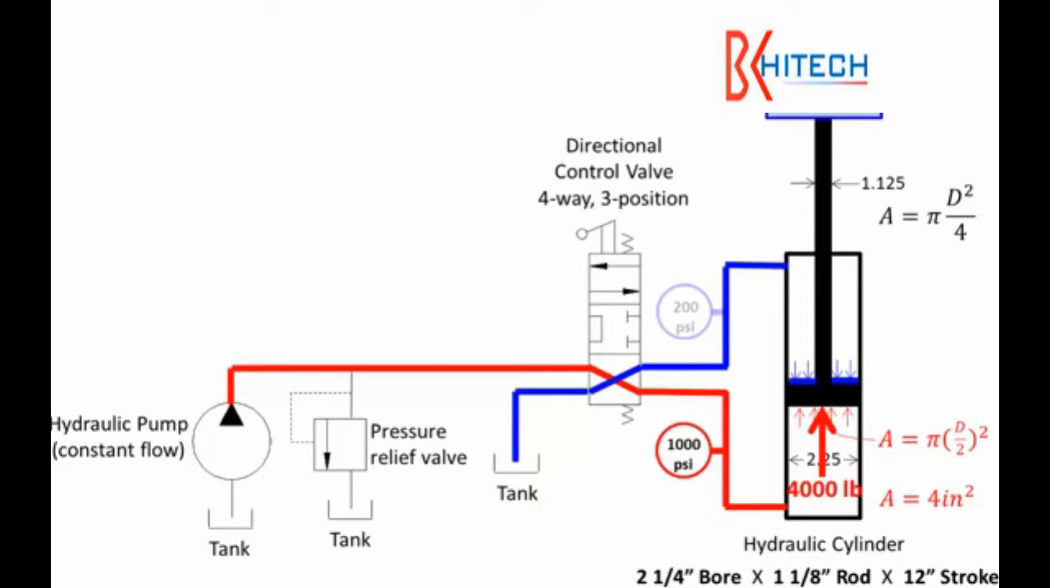If we were to calculate the area of the rod using the same equation, pi d squared over 4, diameter in this case being 1.125 inches, the cross-sectional area of that rod is 1 square inch. So the area of the top of the piston would be the 4 square inches of the entire piston, subtract out the 1 square inch of the rod, a 3 square inch area. So the 200 pounds per square inch acting on the 3 square inches would result in 600 pounds of downward force on this piston. So with 4,000 pounds pushing up and 600 pounds pushing down, that would mean we cannot lift 4,000 pounds. We could only lift 3,400 pounds.